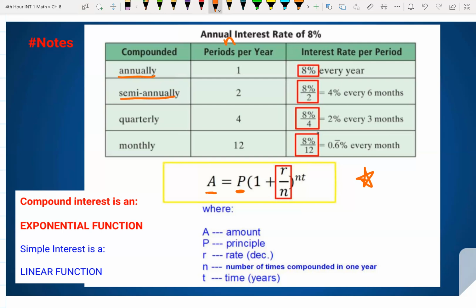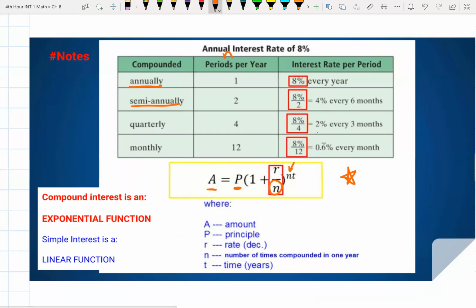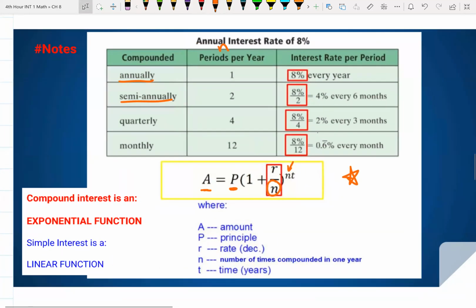Annually means once a year. So that's not going to change your rate. Dividing by 1 doesn't change the value. Semi-annually, though, is twice a year. So that would divide your rate by 2 here in the equation and also give you a multiplier of 2 right there. Quarterly, 4 times. Monthly, 12 times. Weekly, 52 times. Daily, 365 times. Whatever it may be, that's your N value. The number of times that compounding is taking place.